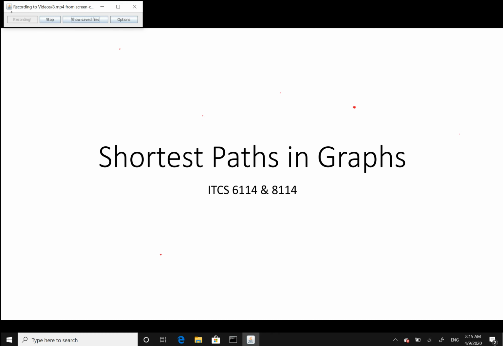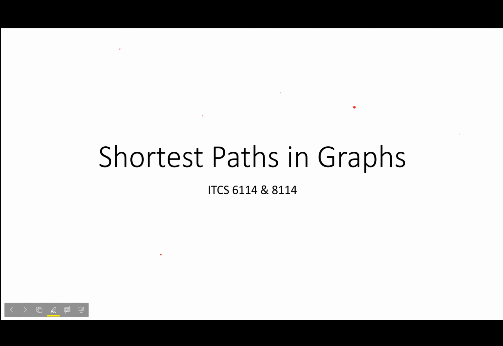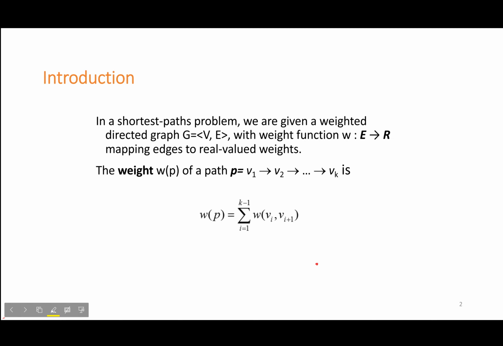In this video, we are going to talk about the shortest path problem in graphs. In a shortest path problem, we are given a weighted directed graph with weight function W, mapping edges to real values. The weight W(p) of a path from v1 through vk is the summation of all the edge weights along the path.